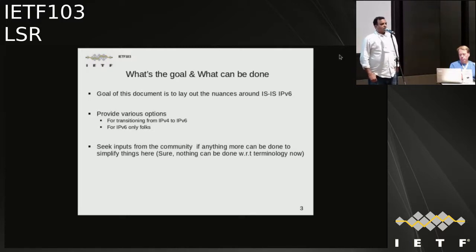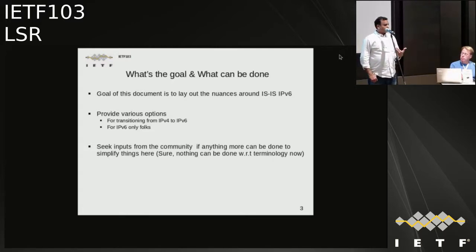If you are transitioning from IPv4 to v6, there's no question about it. You have to use IS-IS MT, RFC 5120. But if you are using IPv6 only, then you have two options. That's the main point of this. But if you are confused on this, you have a lot of problems.